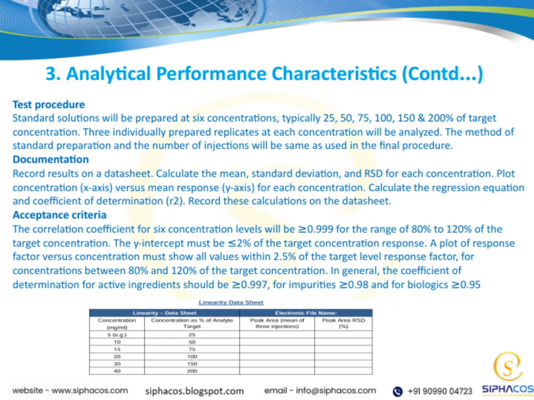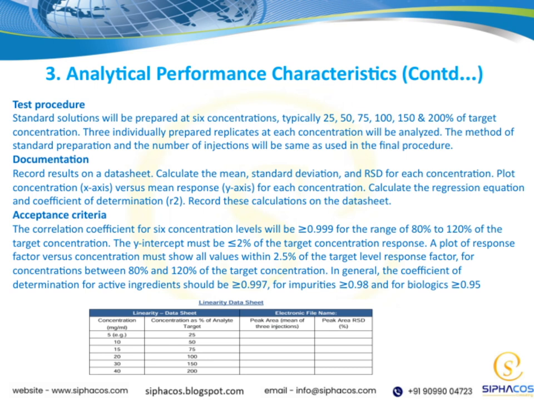Next, we need to document all results carefully on a datasheet. For each concentration, we calculate the mean response, the standard deviation, and the relative standard deviation, or RSD. Then, we plot the concentration on the x-axis against the mean response on the y-axis for all levels. This visual helps us assess linearity across the range. We also derive the regression equation and determine the coefficient of determination, which is the R-squared value. Recording these calculations on the datasheet is essential for later analysis.